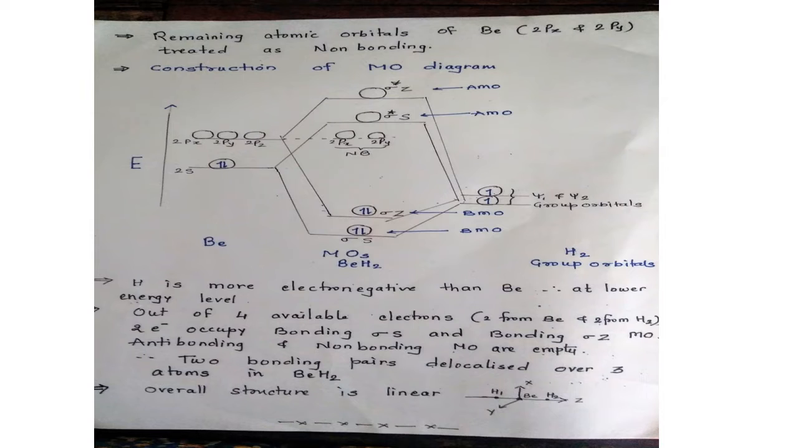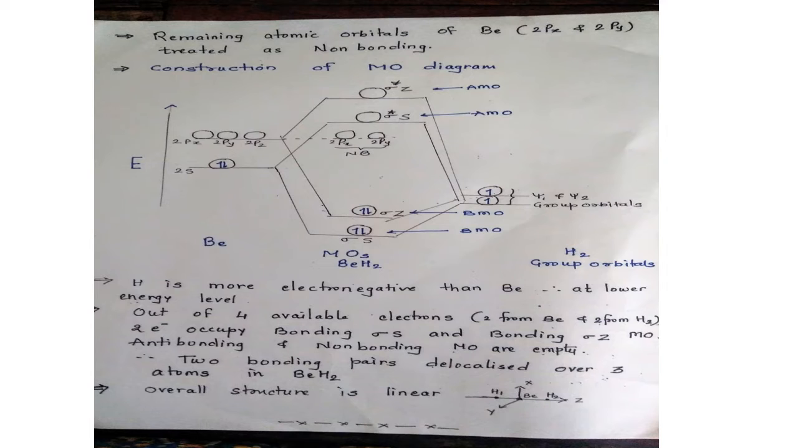Filling of electrons takes place owing to Aufbau principle. So here the total number of electrons is 2 from beryllium and 2 from hydrogen. Total 4 electrons are occupied, that is 2 in sigma s, the lowest energy level, and the next 2 electrons occupy the next energy level. So both the bonding molecular orbitals are filled with 4 electrons.